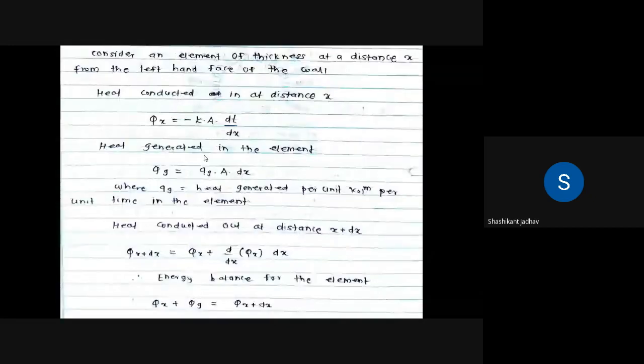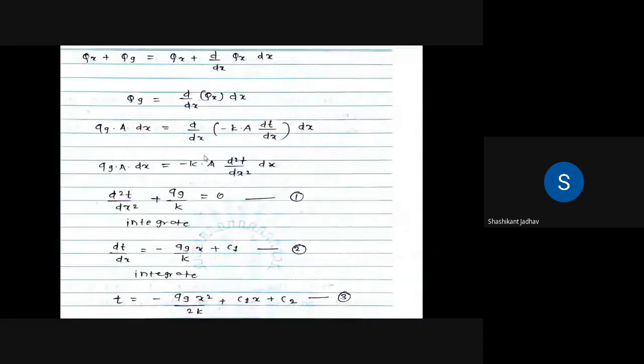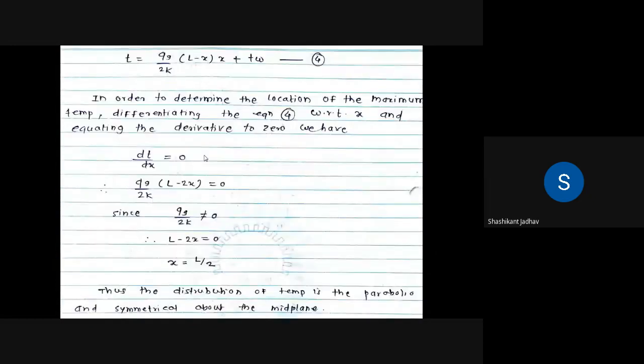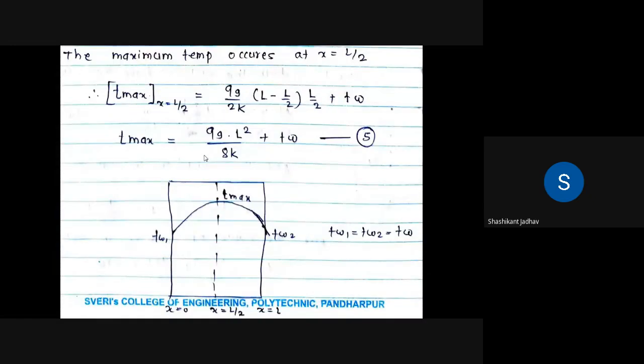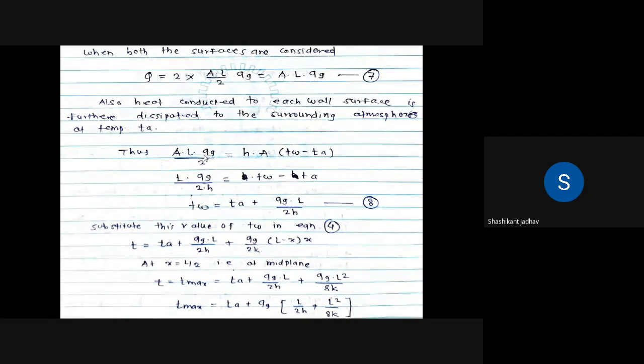Okay, so this is the plane wall derivation. In that we have to check the value of maximum temperature. So this is the T max, but this T max is in the form of TW. So we have to check the value of T max in the form of H. Okay, so this is the equation at the end. T max is equal to what? TA plus Qg into L upon 2H into L upon 2H plus L square upon 8K.